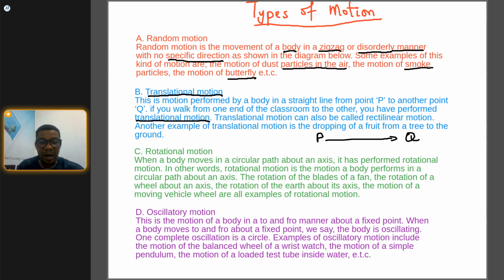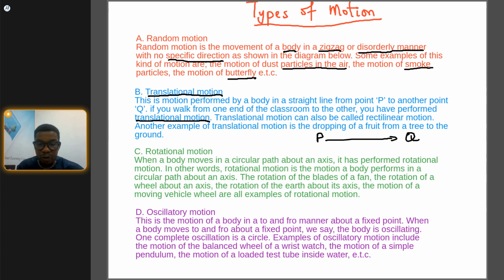We said earlier that our movements, even from the house to the school, is motion, right? So let's imagine that the route to your school is a straight road. You don't need to take some corners, just a straight way. So you are moving from a point at your house to your school. That is also a translational motion. So moving from a point to another point is what we call translational motion. And we can cite different examples under translational motion.